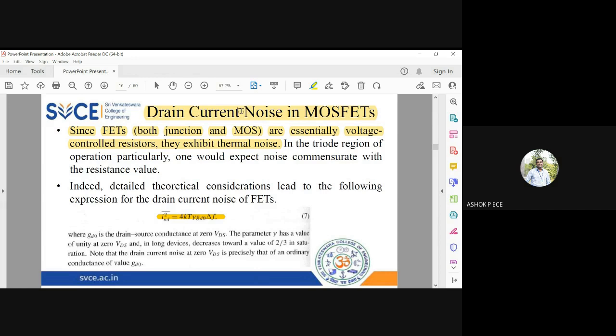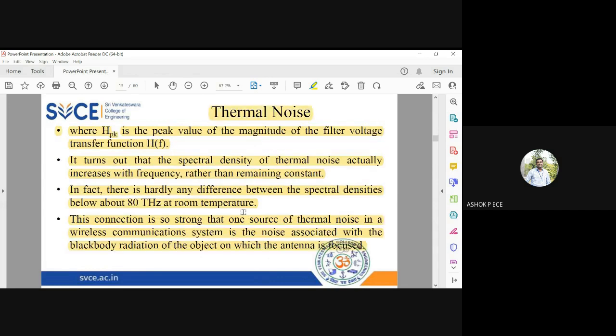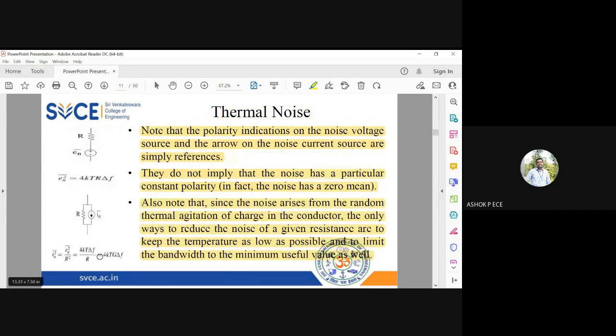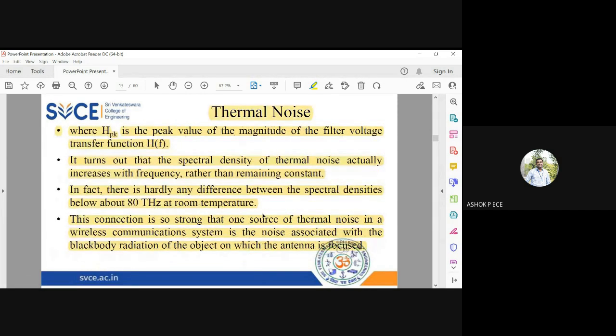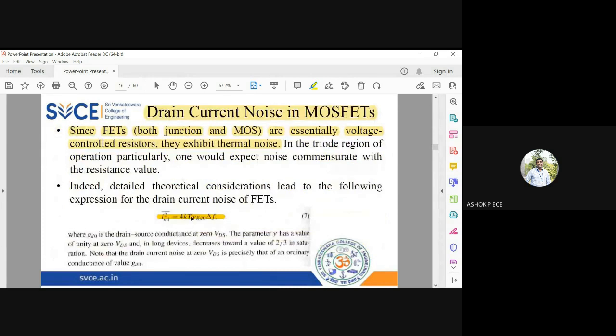And the formula you see is 4kT gamma GD0 into delta F. You can recollect the formula we have seen for current: it is 4kT G into delta F. So the drain current noise also follows the same pattern. You can see here 4kT, and instead of G, you have gamma GD0, into delta F.